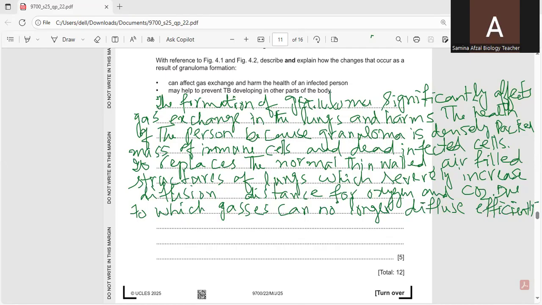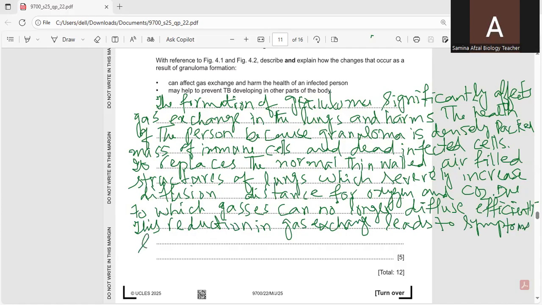So this reduction in gas exchange leads to symptoms like shortness of breath, fatigue, and tissue damage.